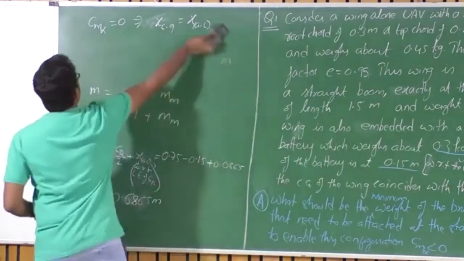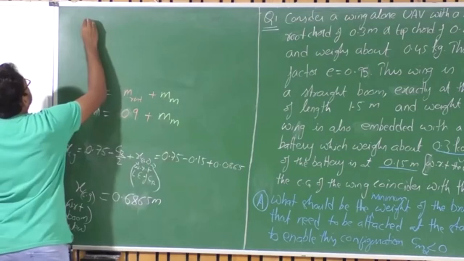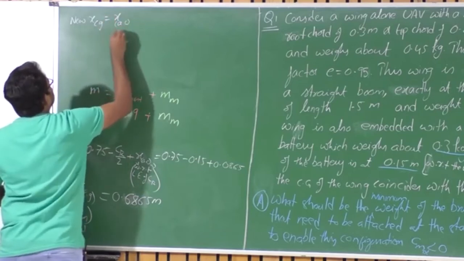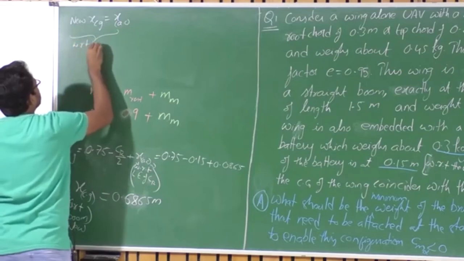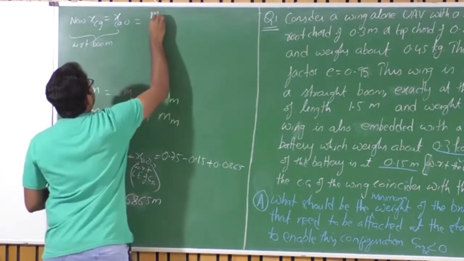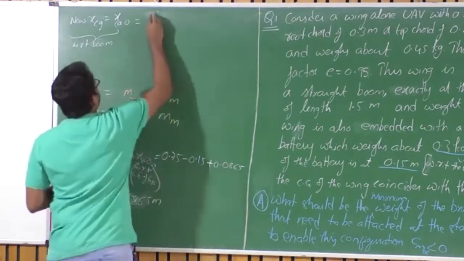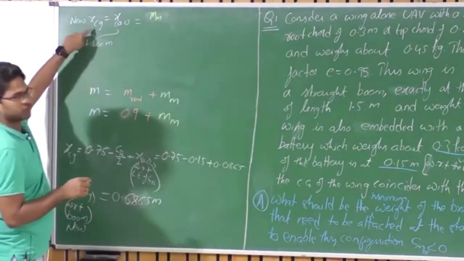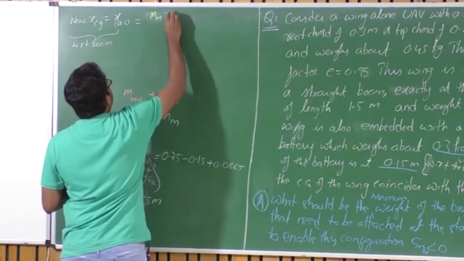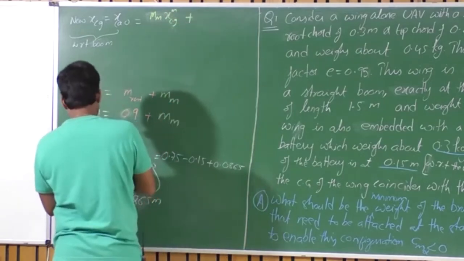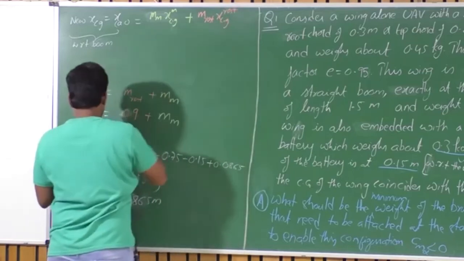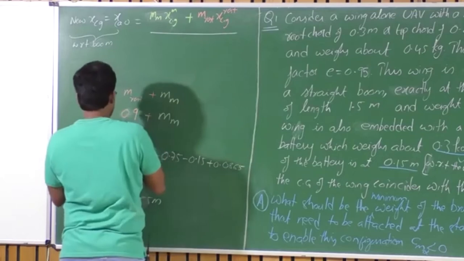So I am again erasing this part. So XCG, or the new XCG, or it has to be the X aerodynamic center, both with respect to leading edge or with respect to the starting of the boom, is equal to MM, the motor mass, times the additional weight, right? So with this additional weight, we are trying to shift to the new CG from the current CG, which is nothing but the aerodynamic center of the boom. So MM times XCG of motor plus M rest times XCG of the rest, upon total weight here, isn't it? MM plus M rest.